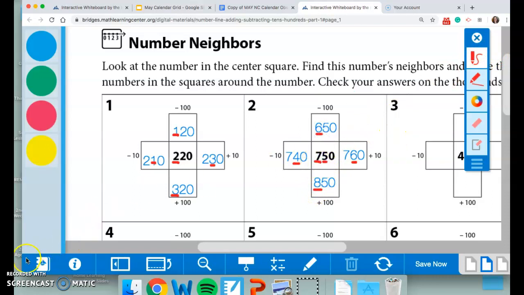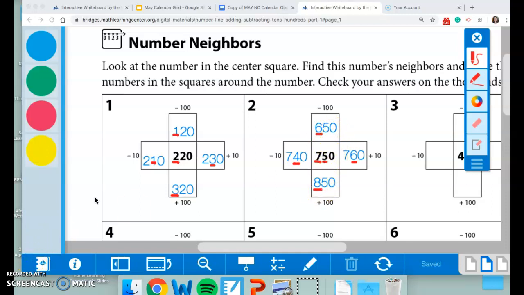There we are. So in conclusion, when you add or subtract 10 to or from a number, the digit in the tens place increases or decreases by exactly 1, while the other digits remain the same. When you add and subtract 100 to or from a number, the digit in the hundreds place goes up or back by exactly 1, while all the rest of the digits remain the same.